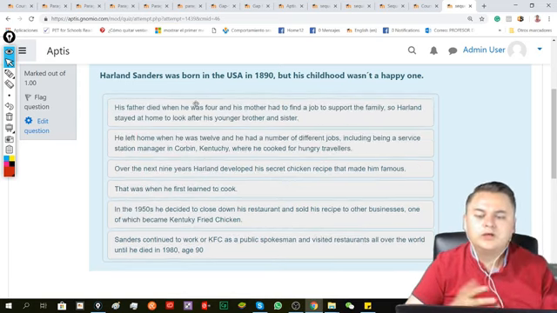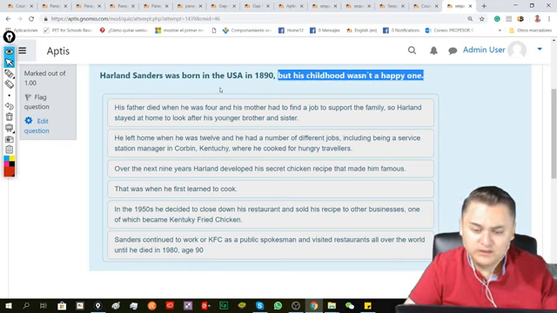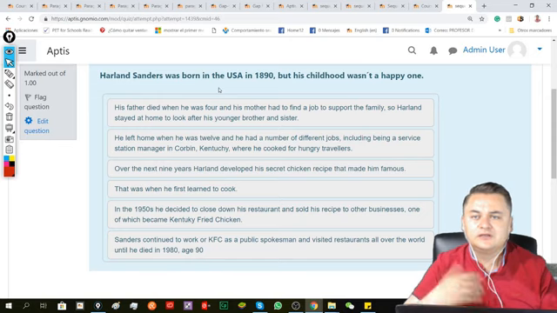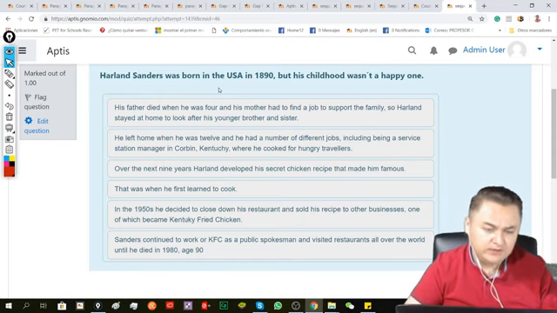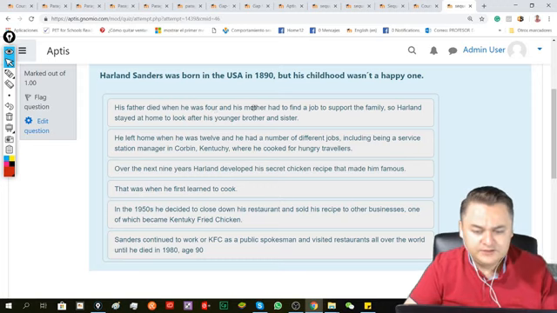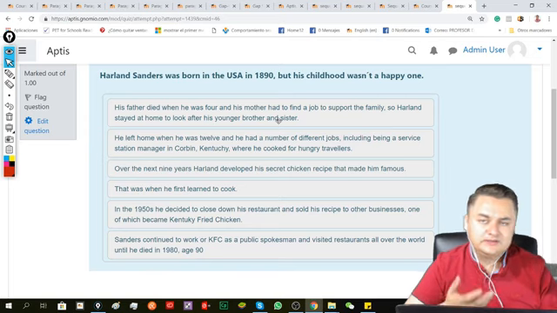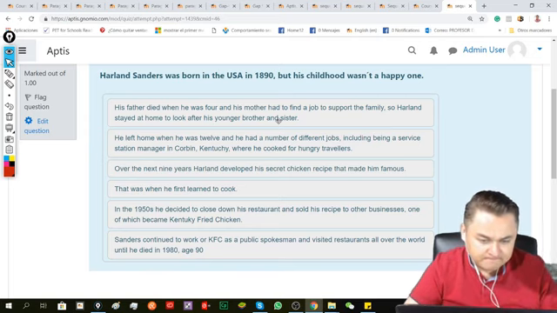Why do I want to connect? It says, his childhood wasn't a happy one. So, why isn't a childhood a happy one? His father died when he was 4, and his mother had to find a job to support the family. So, Harlan stayed at home to look after his younger brother and sister. So, that's how I can connect it.